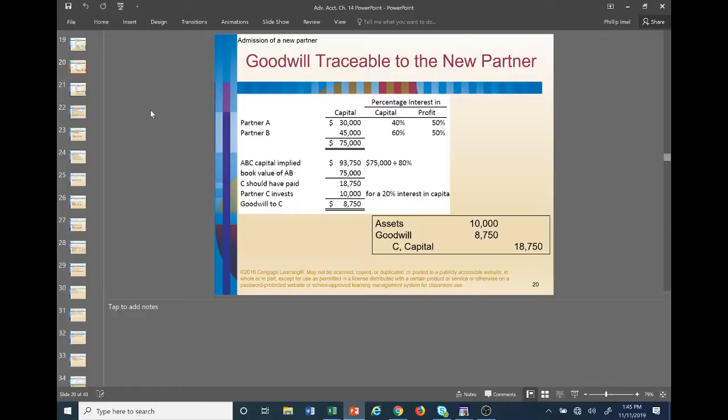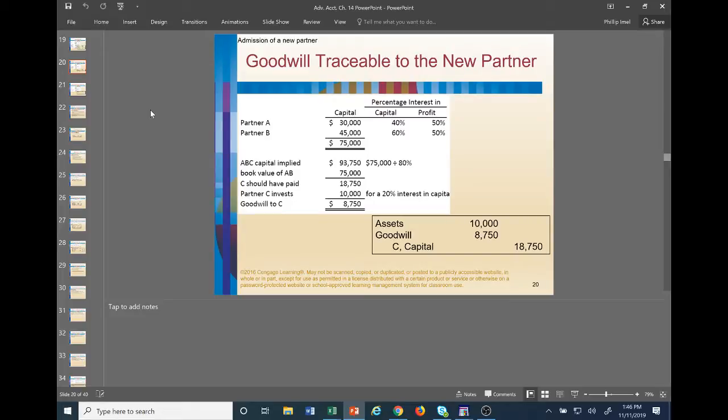Now, using the previous example, the $75,000 original book value would represent 80% of the new partnership capital, or $93,750, which is $75,000 divided by 80%. Therefore, it appears that the new partner should have paid $18,750, $93,750 less the original $75,000 book value, for a 20% interest in the partnership.